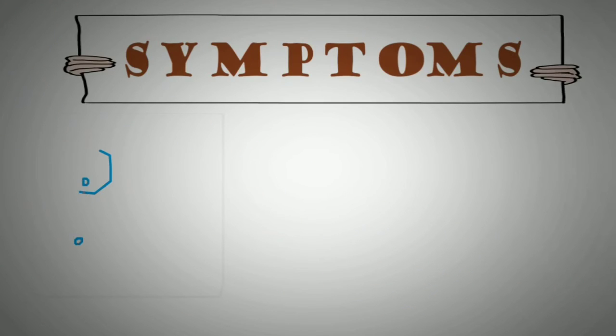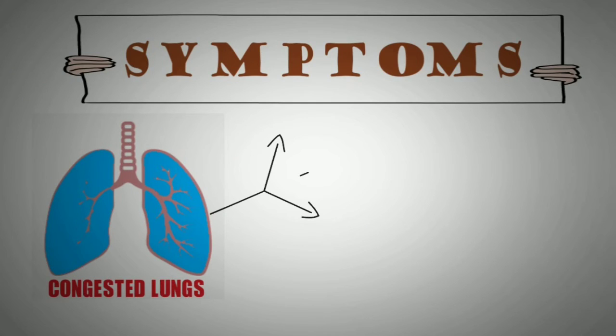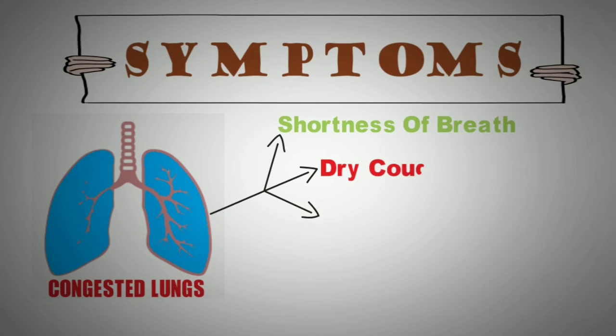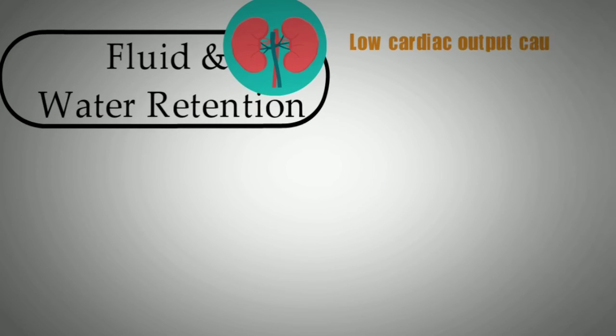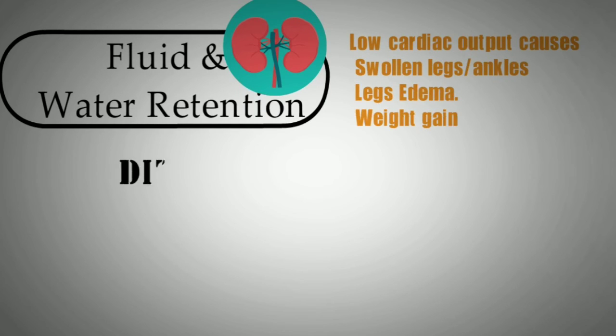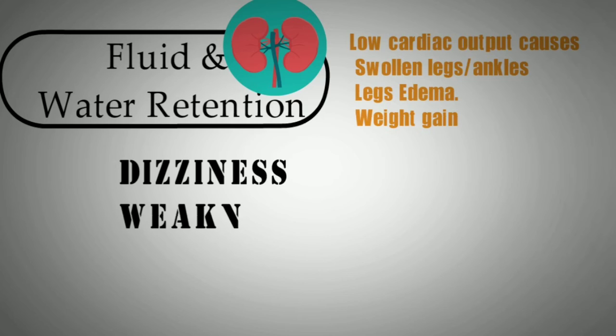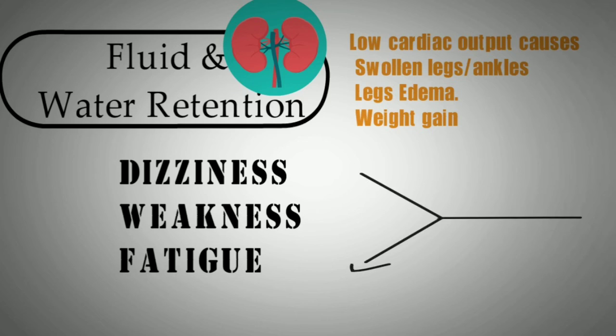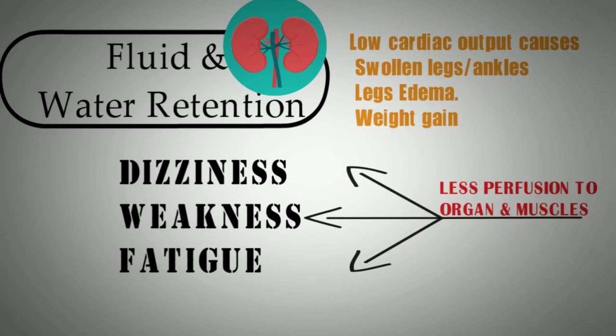We are going to see the symptoms associated with congestive heart failure. As you already know, the lungs get congested with fluid. It will eventually lead to three symptoms. The first one is shortness of breath, the second one is dry cough, and the third one is wheezing. And the second set is fluid and water retention, which occurs due to the low cardiac output, which ultimately results in swollen legs, edema, or weight gain. Low cardiac output also results in less perfusion to the organs and muscles. Less perfusion of blood also means less oxygen, which results in dizziness, weakness, or fatigue.